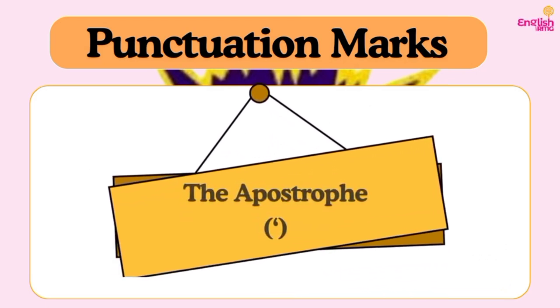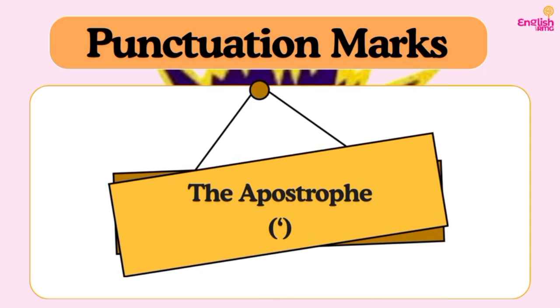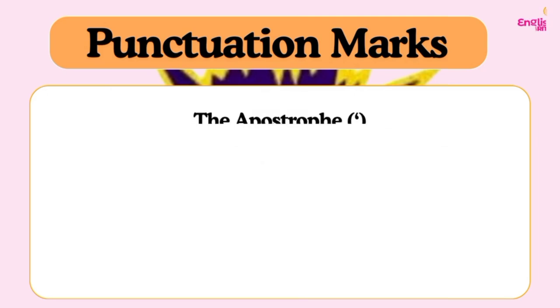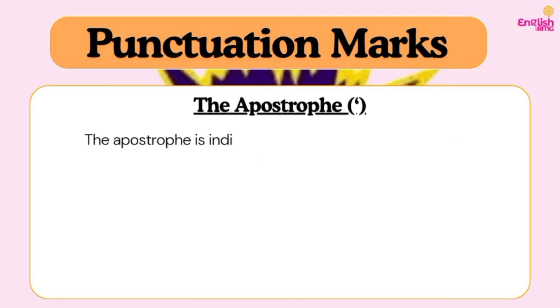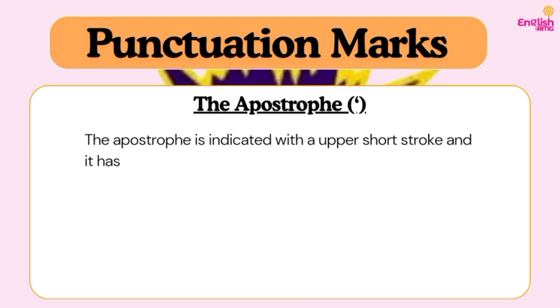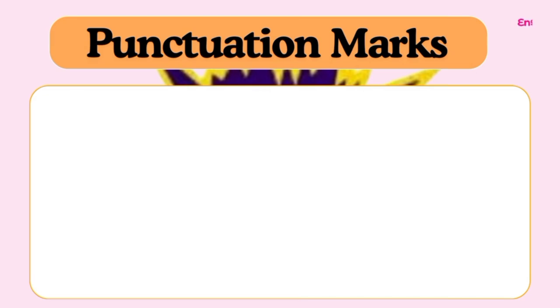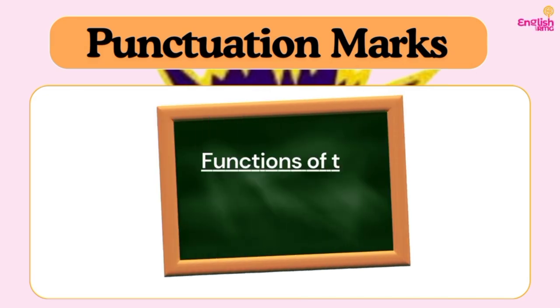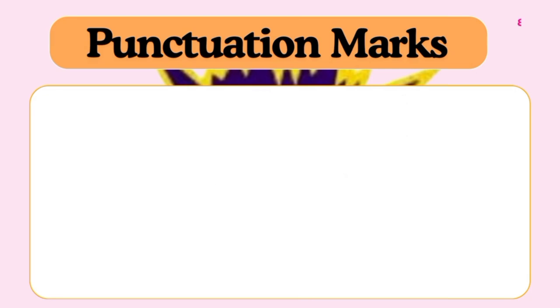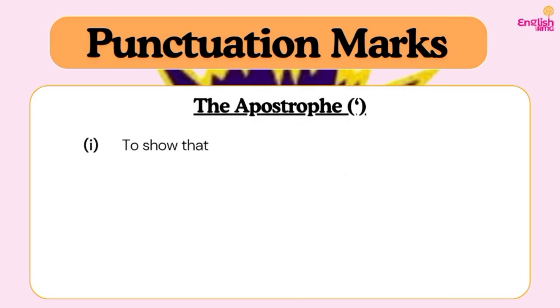So let's continue with the apostrophe. What is the apostrophe? Why do we need to use the apostrophe? Or what kind of meaning do we use the apostrophe to communicate in writing? So, the apostrophe is indicated with an upper stroke and it has two major functions in writing. So, let's look at the functions of the apostrophe in writing one after the other.